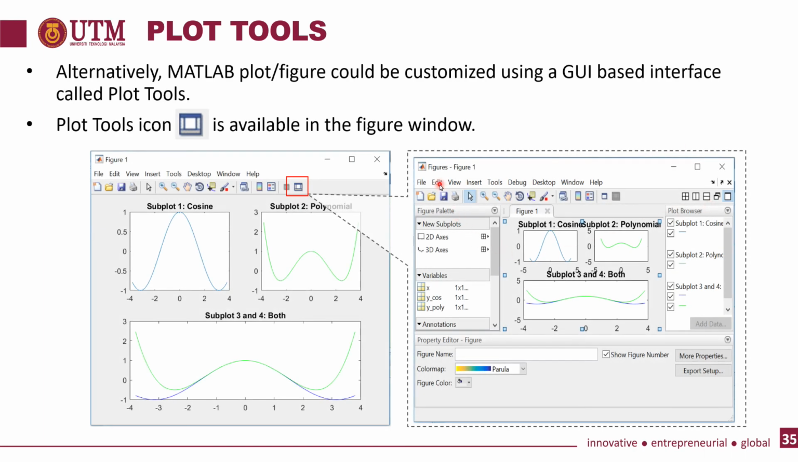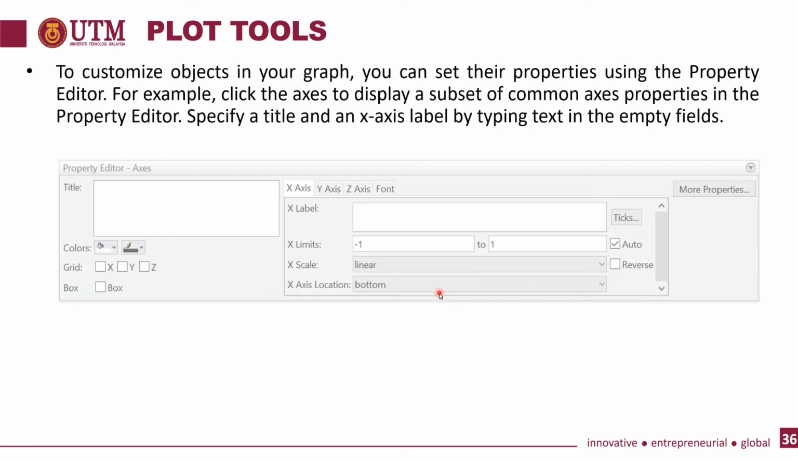You can click at edit and then click at property editor. This window will appear for you, so you can customize the title, x-axis, y-axis, z-axis, and the font. In the x-axis you can customize the x label, the limit, the scale, the locations, the ticks. You can do whatever you want with your graph. So it is easy to customize your plot inside MATLAB by using the property editor.